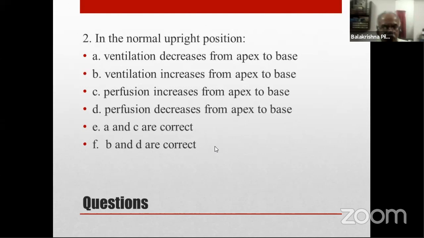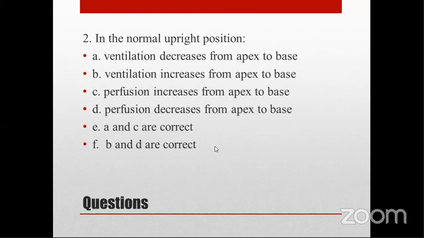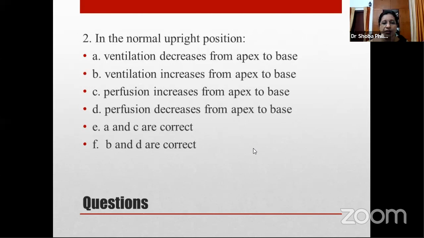Okay. Almost time to wind up the poll. Percent believes it's option E. Yes, that is the correct answer. Option E is the correct answer. That is, ventilation is best at the apex. It decreases from apex to base, and perfusion increases from apex to base. A and C are correct. E is the best option.